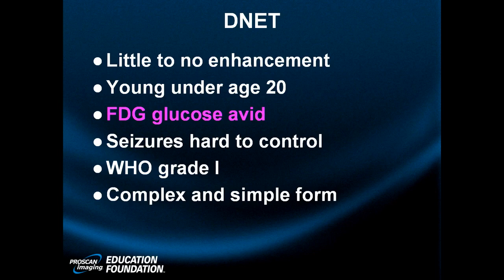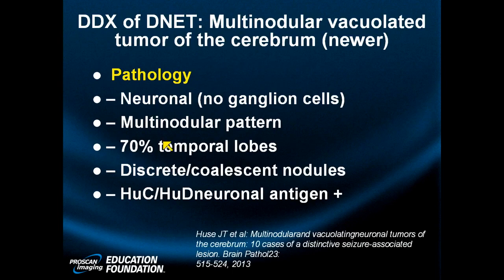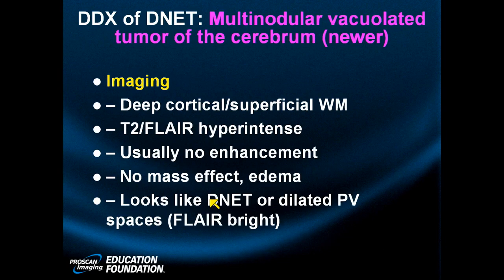They are considered World Health Organization grade 1 lesions. There are complex and simple varieties. Pathologically, they have a multinodular pattern. Again, they do like the temporal lobe, and there is a molecular biomarker, the HuD neuronal antigen. Again, the imaging findings are summarized.